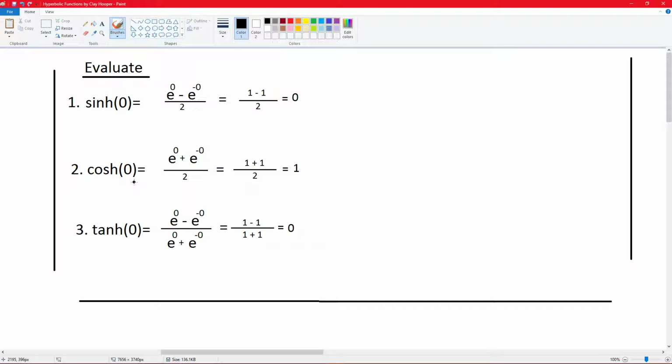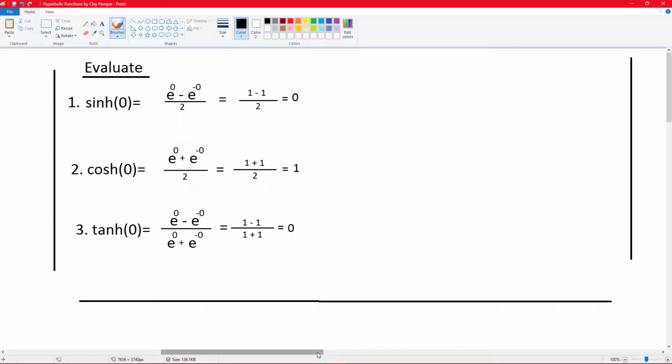Now let's look at cosh of 0. e to the 0 plus e to the negative 0 over 2 is 1 plus 1, which is 2, over 2, which gives you 1. Now let's look at tanch of 0. e to the 0 minus e to the negative 0 over e to the 0 plus e to the negative 0 gives you 1 minus 1, which is 0, over 1 plus 1, which is 2. 0 over 2 is 0.